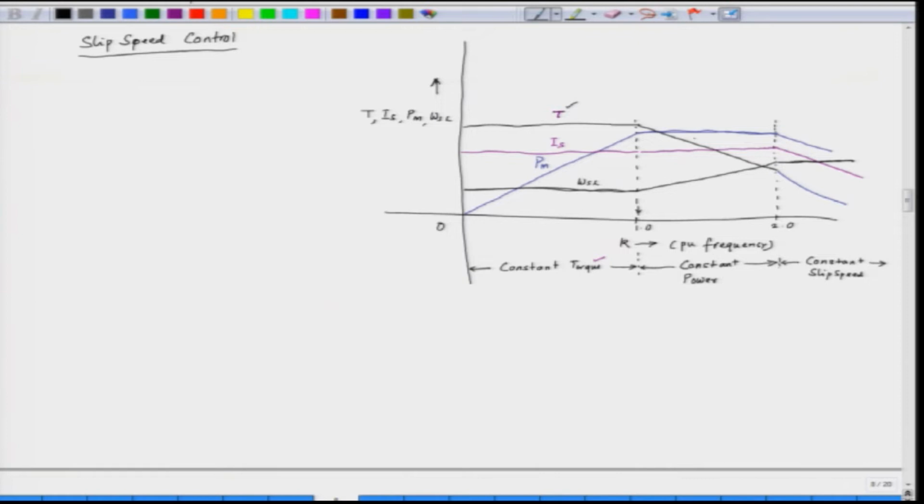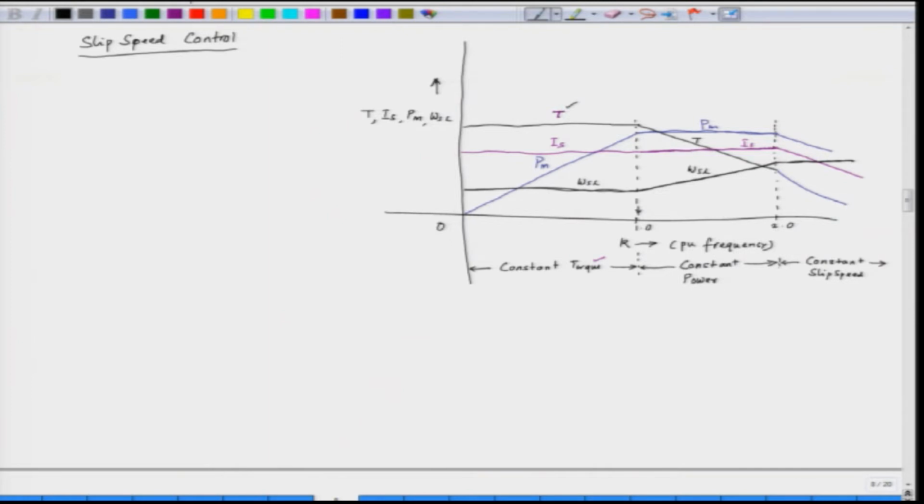So, the torque reduces, and the power remains constant, this is P m. The current is still maintained at the same value I s, the current does not change. The current is almost the same and then the slip speed has to increase. The slip speed increases linearly till we reach per unit frequency, which is 2 per unit.